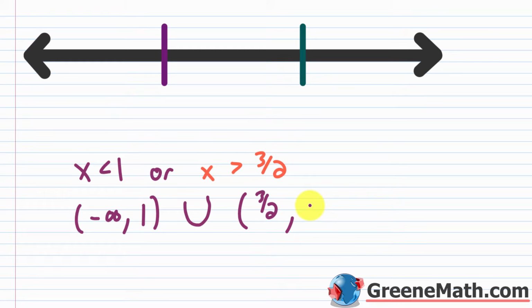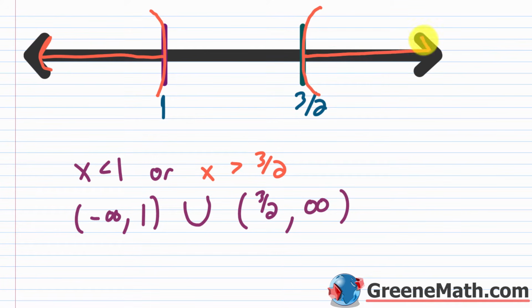So anything larger than that is going to go out to positive infinity. Graphically, you could find 1 on the number line. I'm just going to put a 1 here and then 3/2 here. I'm going to use a parenthesis with 1 and shade everything to the left. Then I'm going to use a parenthesis with 3/2 and shade everything to the right. And remember, you can always use an open circle instead of a parenthesis if that's what your book does.